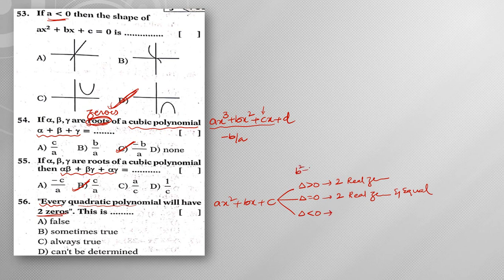Delta is nothing but the value of b square minus 4ac, right? Based on this, if delta is less than 0, there are no real zeros, which means 0 zeros are present. So we cannot directly say; it depends on the quadratic polynomial. So the statement, every quadratic polynomial will have 2 zeros, is a false statement. It depends on the value of the discriminant, right?